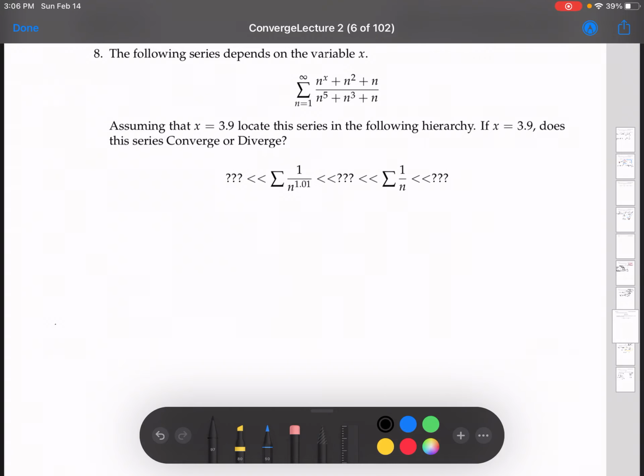Here we have the same type of problem as that in examples 6 and 7, but we have a different series altogether. In this one, we're told that x is equal to 3.9. And again, we want to find out where this series, where we put in x equals 3.9, n to the 3.9, sits in the hierarchy and whether it converges or diverges.